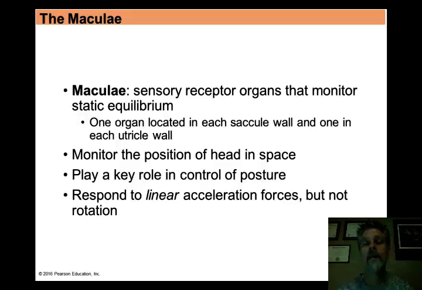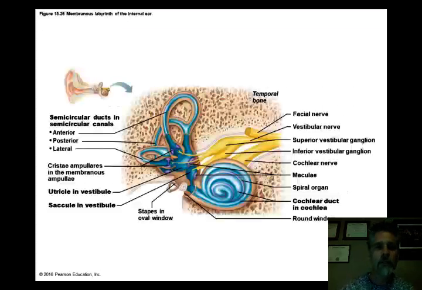So when you wake up on the bathroom floor after having bad tacos or whatever happened on Friday night, and before you open your eyes and see the side of the toilet, you can actually know that your body position has changed because of these maculae inside of the vestibule. Good to know, right?